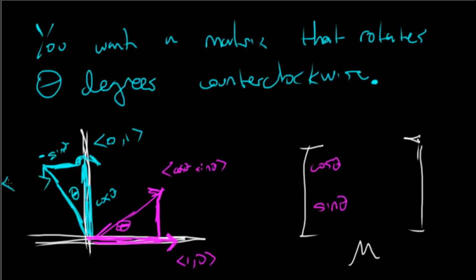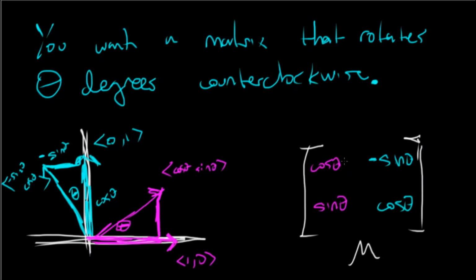It is going to be negative sine theta, cosine theta. So I'm going to go ahead and put that over here. Negative sine theta, cosine theta, right? This is the matrix that rotates an arbitrary vector, an arbitrary number of degrees counterclockwise.